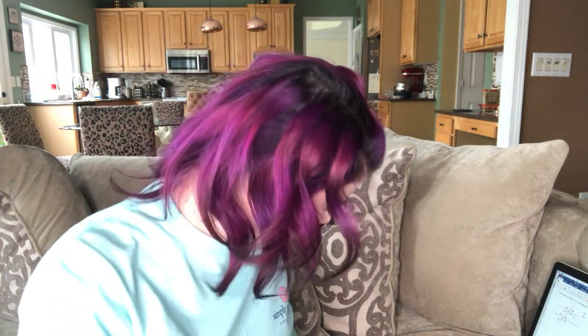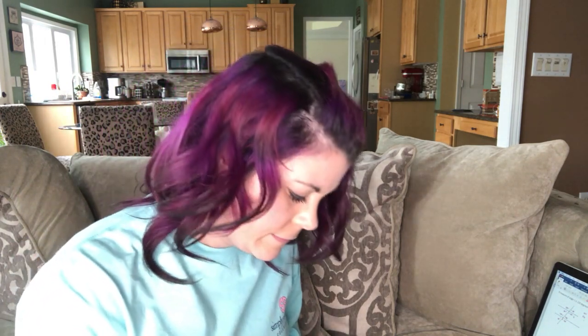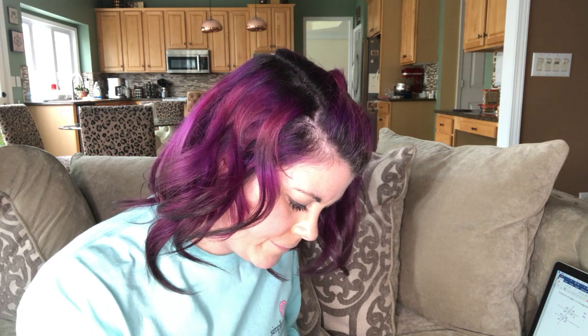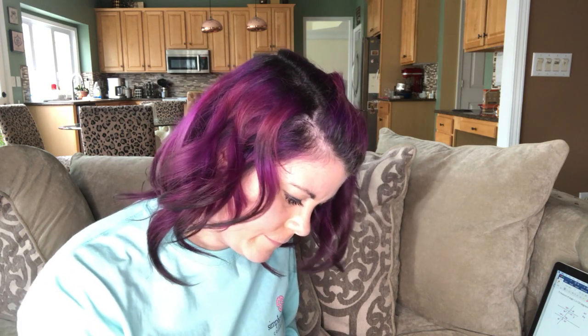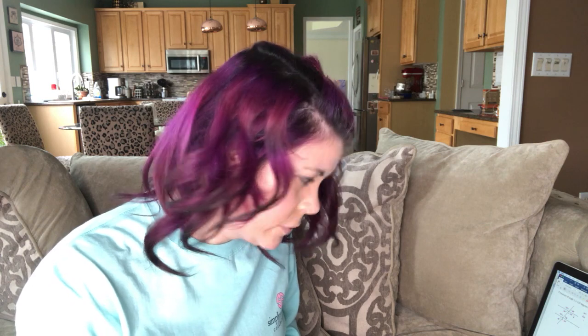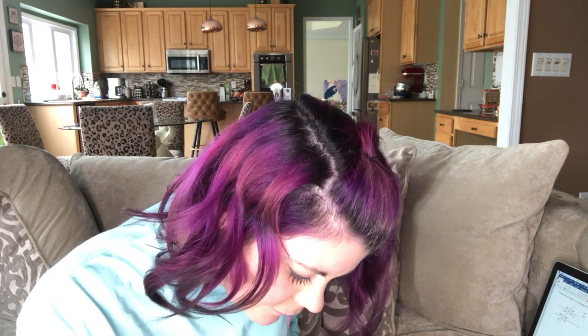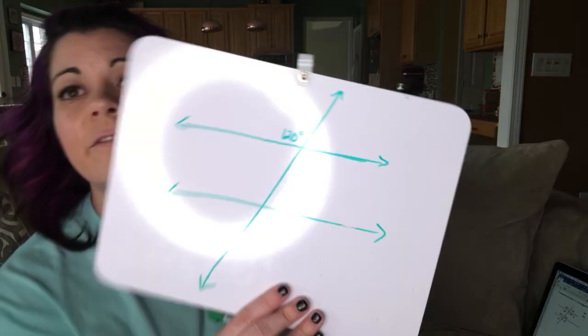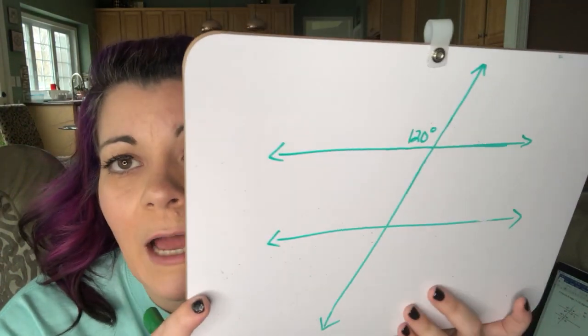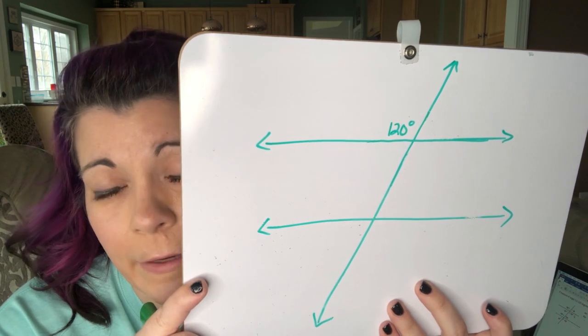Let me draw this. Drawing, so 120 degrees. We're supposed to figure that out. Okay, so given just that one angle, I should be able to figure out all the other angles.